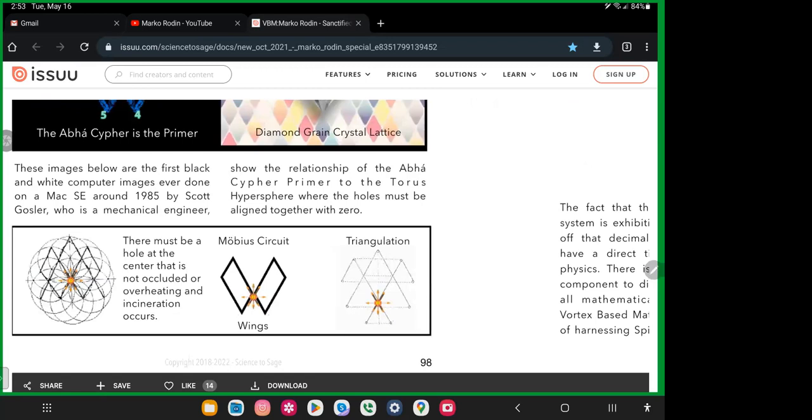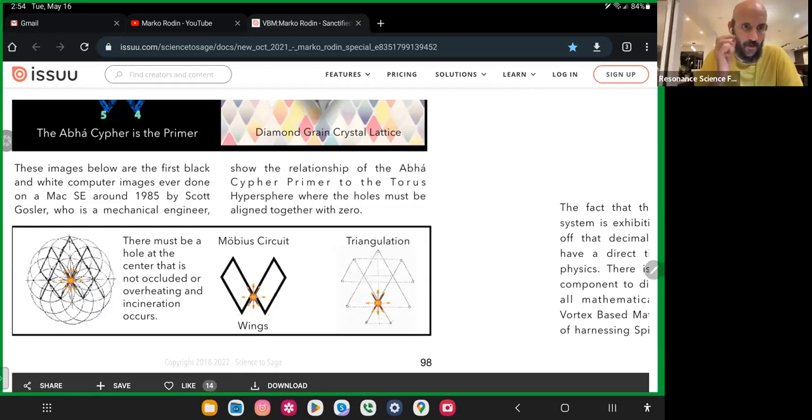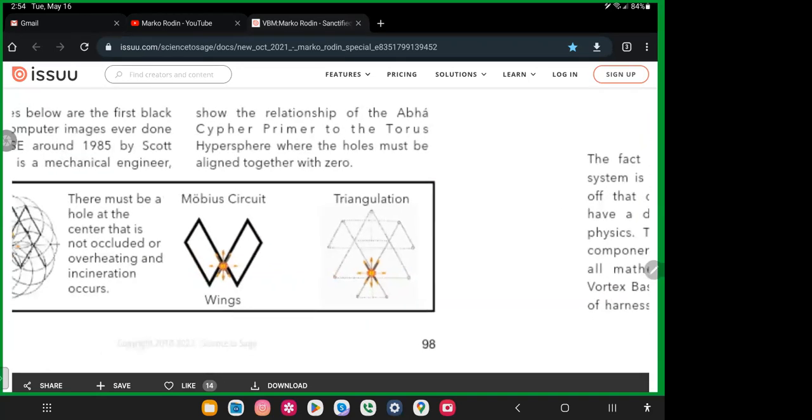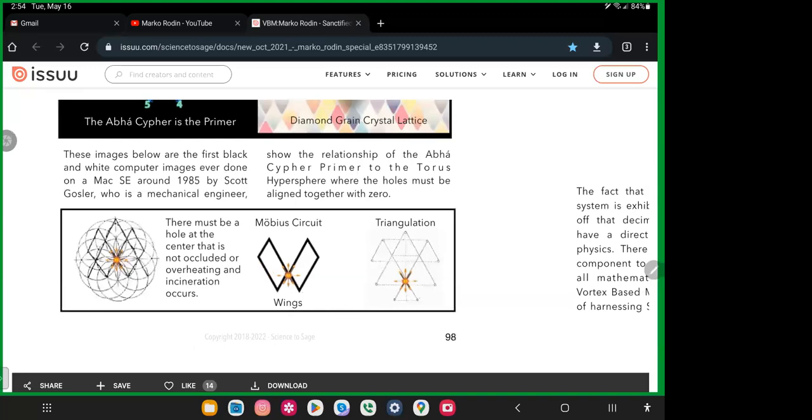I will give credit now to two people. I don't think I'll say the second person's full name because he's a professor and does not want to be bothered. But the first person who did these illustrations is Scott Gosler. He's a mechanical engineer. He is the one who discovered that the base 10 system is a coil, and that the 124875 is a coil, and that the 396 is triangulated, and that the binary code wraps around the 396.